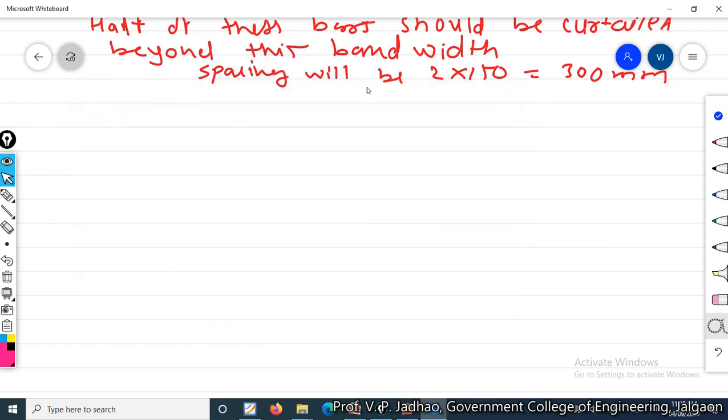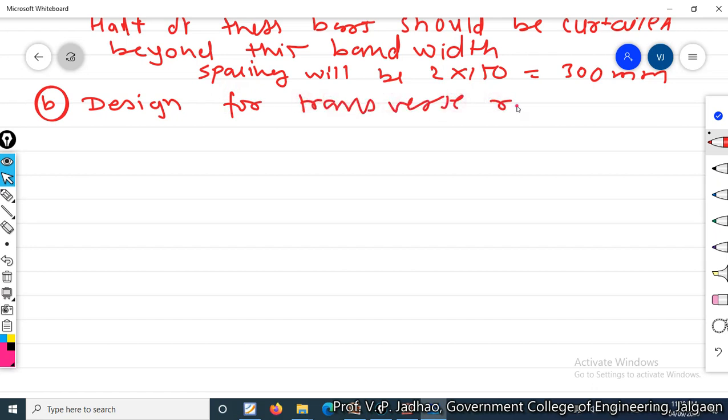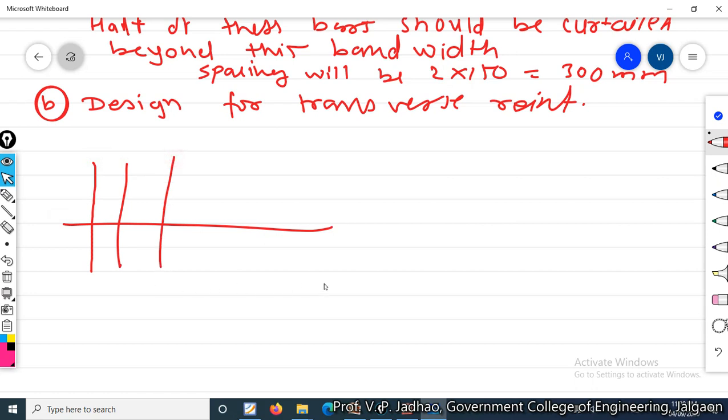Okay, now we have to design in the transverse direction. So consider step B, design for transverse reinforcement. So the next step will be design for transverse reinforcement. That is, we have first designed the reinforcement in the longitudinal direction, that is along the length. Now we have to design along the transverse direction, that is how much will be the reinforcement along the transverse direction that we have to design now.